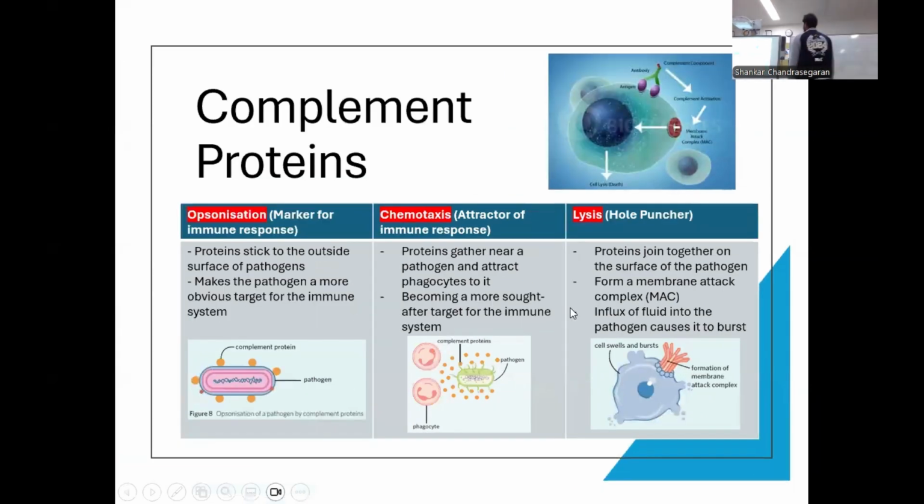This only happens because the complement proteins, like I said, are Lego pieces, they build into something bigger. That's what's happening here, right? This structure here, the membrane attack complex, is a result of multiple complement proteins forming together into a complex.